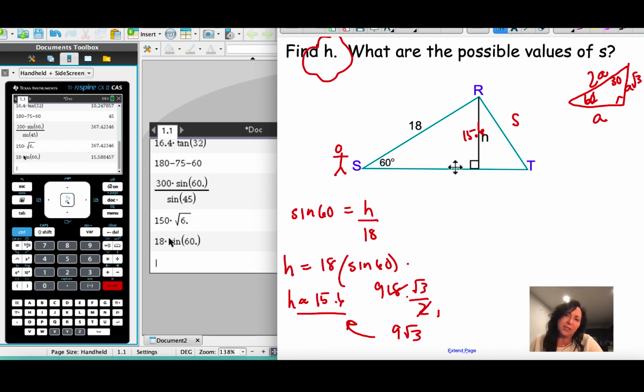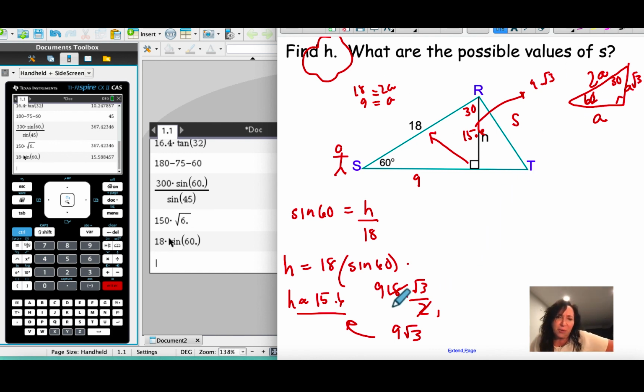The other option, remember, is that opposite the 90 is equal to 2a, right? So 2a is 18, which would mean the a value, which is opposite 30, would be 9. So here's 30, right? If it's a 30, 60, 90, that would make that 9. And therefore, opposite the 60 would be a root 3, or 9 root 3, okay? So that's another value. What are the possible values for S?